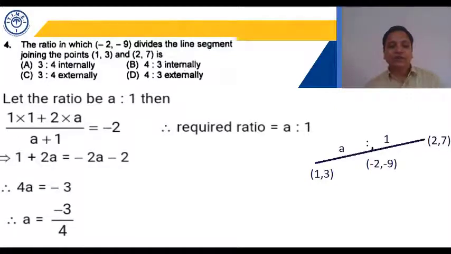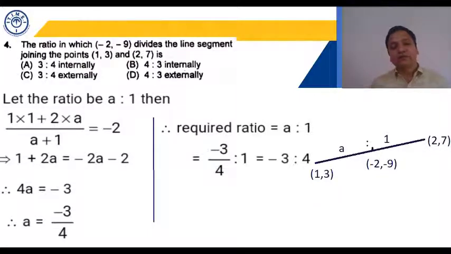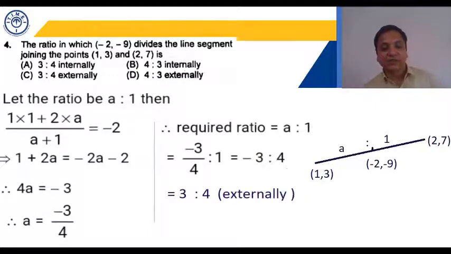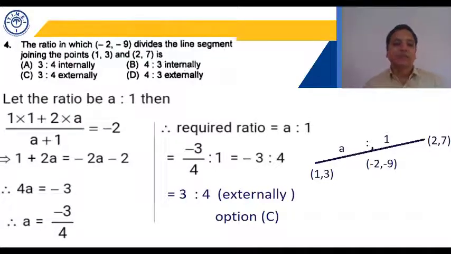So the required ratio is A:1 and the value of A is -3/4 is to 1. If we multiply both sides by 4, it becomes -3 is to 4. The minus sign shows an external division. So the ratio 3 is to 4 divides externally. Since it's external, our answer has to be among C and D. Now 3 is to 4 matches option C, so our answer comes out to be option C.